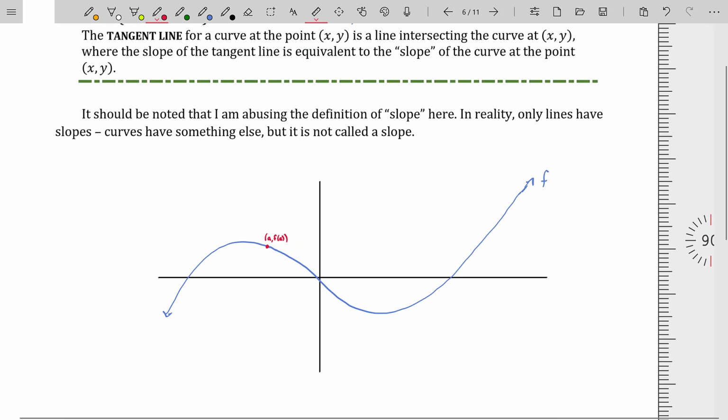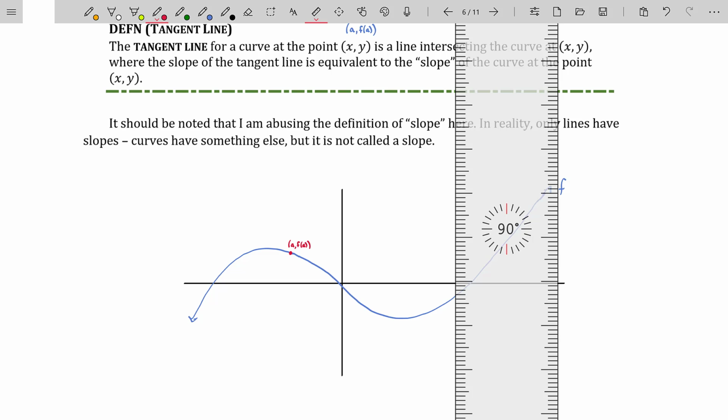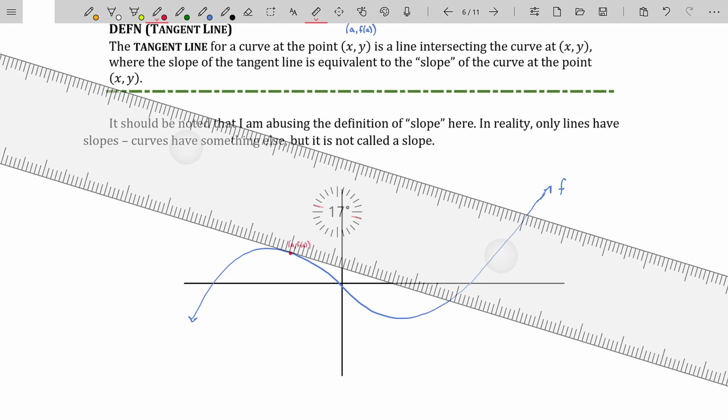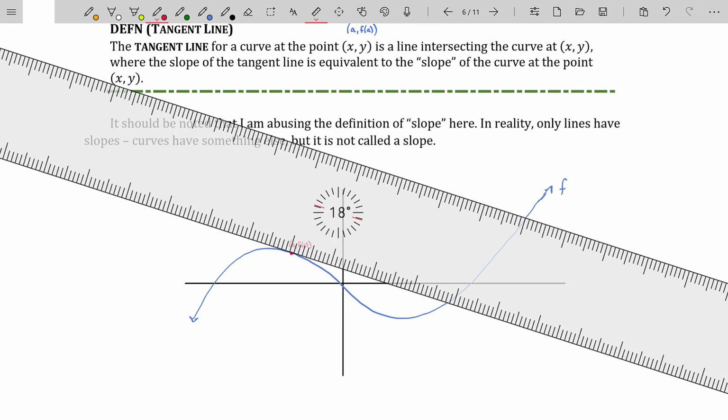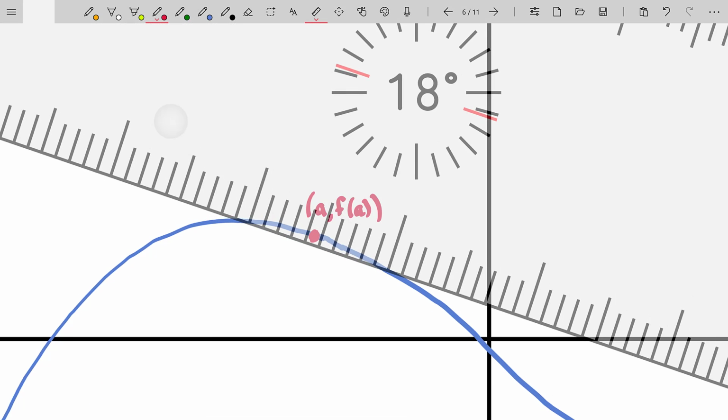And by definition, the tangent line for the curve f at that point is the line intersecting the curve at that point, a comma f of a, where the slope of the tangent line is equivalent to the quote-unquote slope of the curve at that point. It is basically this line right here. Let me zoom in so you can really see it. Let me get that back there.